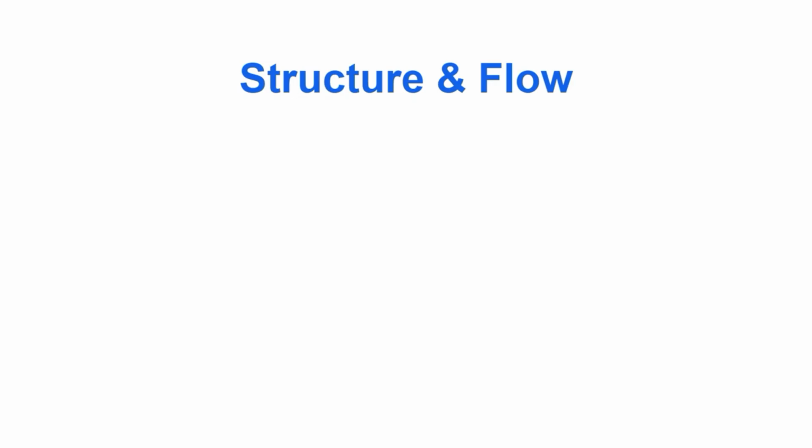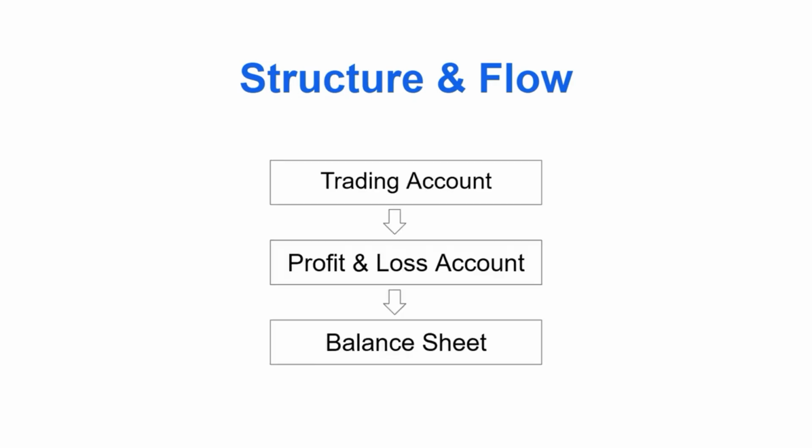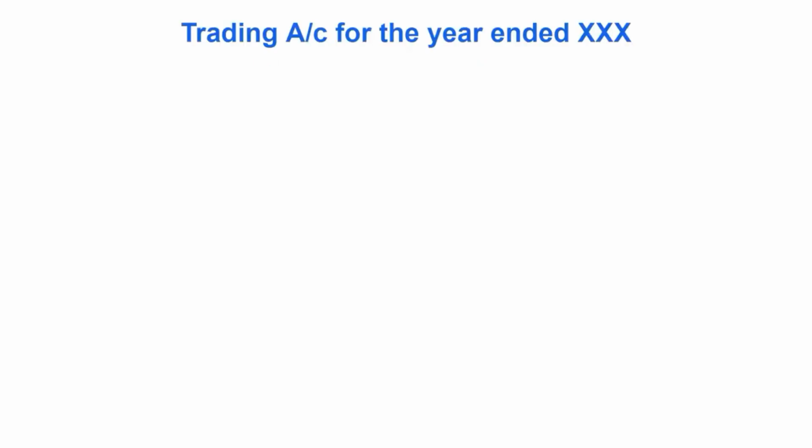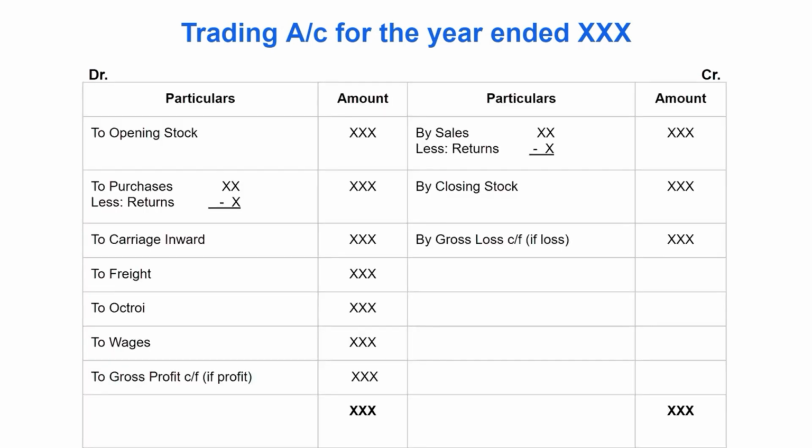Structure and flow. First, we prepare the trading account, then the profit and loss account, and lastly, the balance sheet. This is the format of the trading account. Trading account for the year ended so and so. Debit side and credit side. On the debit side, particulars and amount, and on the credit side, particulars and amount.